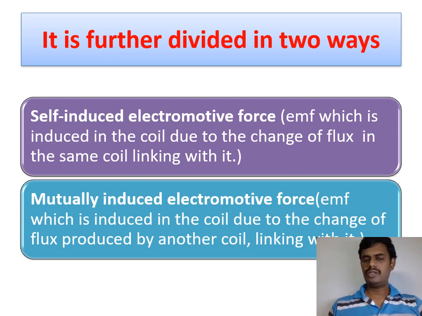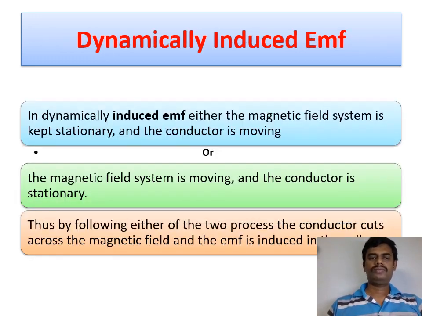Self-induced EMF is the EMF induced in the coil due to the change of flux in the same coil which is linking with it. Whereas mutually induced EMF is the EMF induced in a coil due to the change of flux produced by another coil which is linking with it. Dynamically induced EMF: in dynamically induced EMF, either the magnetic field or the conductor should be moving. Any of them should be moving. Here there exists some moving part.